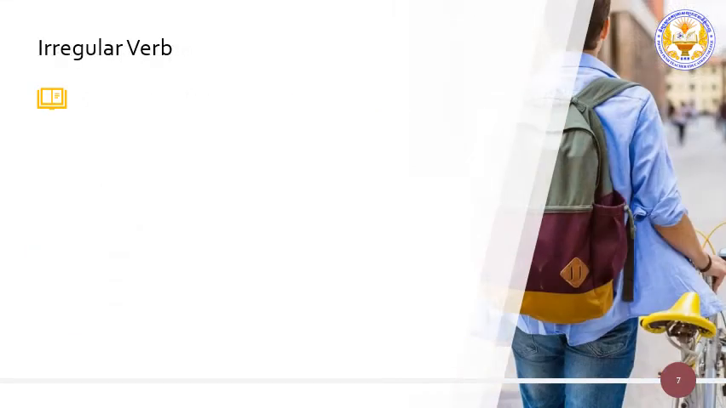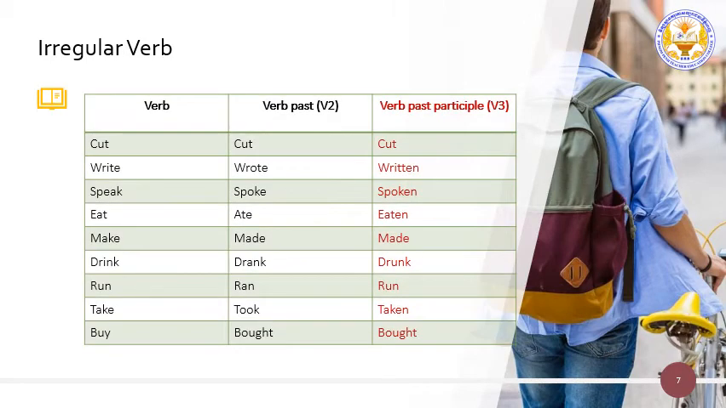And here are the irregular verbs. Remember, in the past, it's very hard to remember, right? But you have no choice. You have to remember it. So here are some verbs that I give you, but you have to learn more on your own. Here is verb past, and here is verb past participle. It's something different. Like cut remains the same in past simple and also past participle. Cut, cut, cut. But some verbs completely change from past simple to past participle.